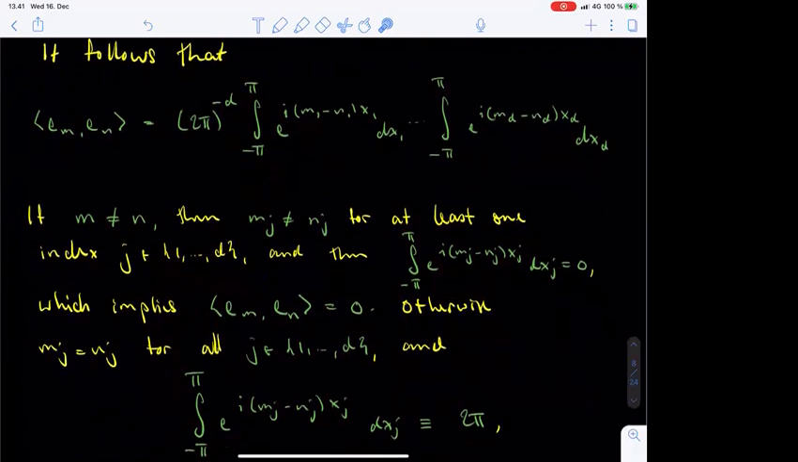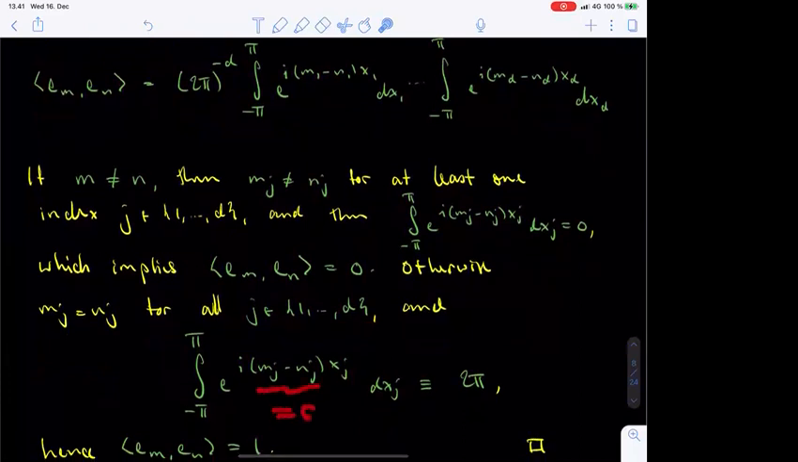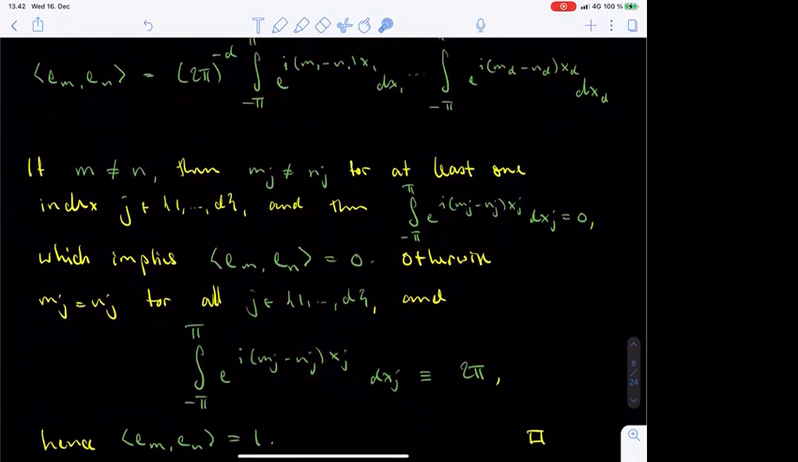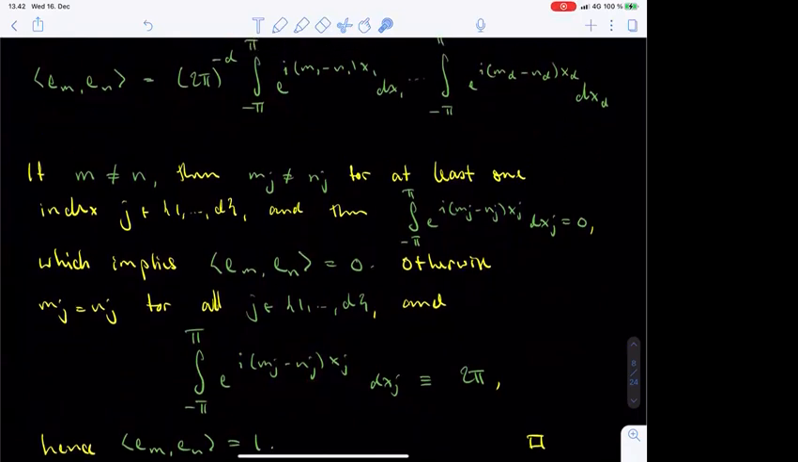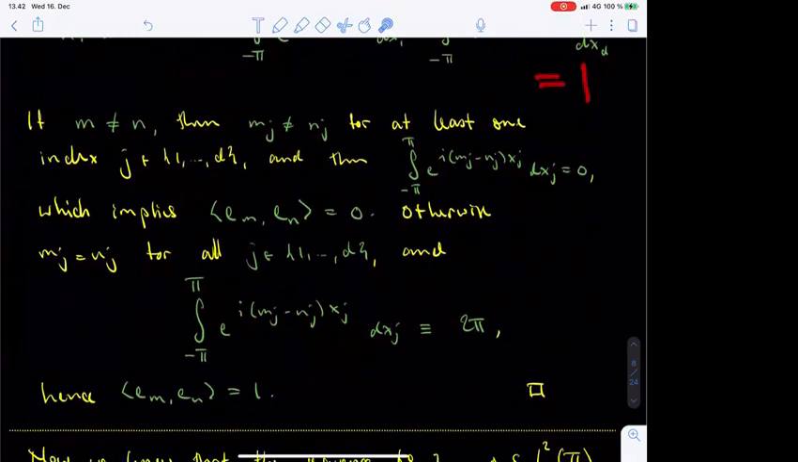On the other hand, if m is equal to n, then also mj is equal to nj for all indices j, and in this case mj minus nj equals 0, and the integral from minus pi to pi of e to the power i(mj minus nj) times xj dxj equals 2 pi. And then it follows that the bracket between em and en equals 2 pi to the power d, but then we also have this normalizing factor in here, so hence the final product is equal to 1. This completes the proof of the lemma.